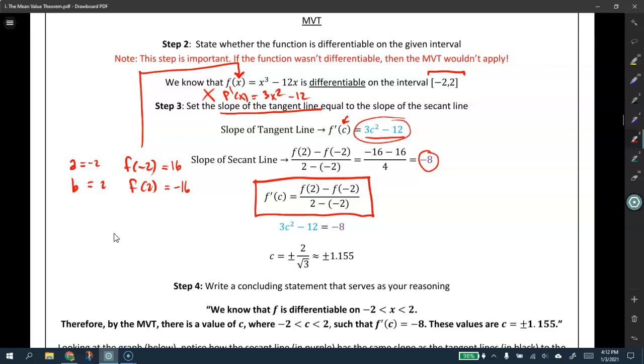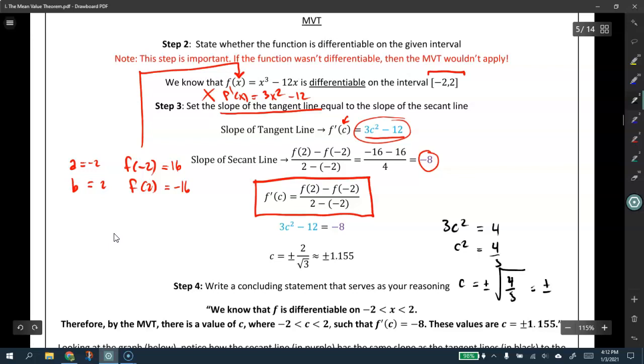Anywho, so we set 3c squared minus 12 equal to negative 8, and when we solve it, right, when we do the algebra there, that becomes 3c squared is equal to positive 4, and then when you divide, you end up with 4/3, and you take a square root, you end up with the square root of 4 over 3, which can simplify a little bit to 2 over the square root of 3. So don't worry about rationalizing and stuff like that. But when you calculate this, you end up with negative 1.155 and positive 1.155.